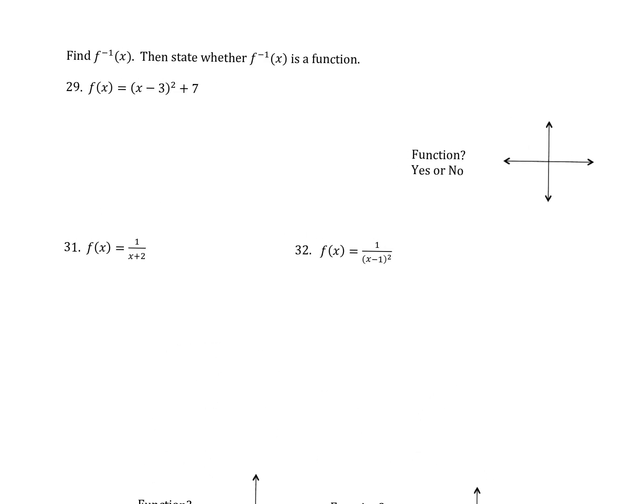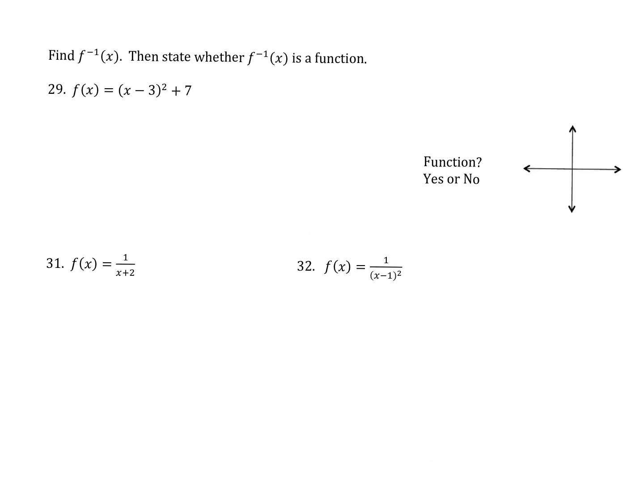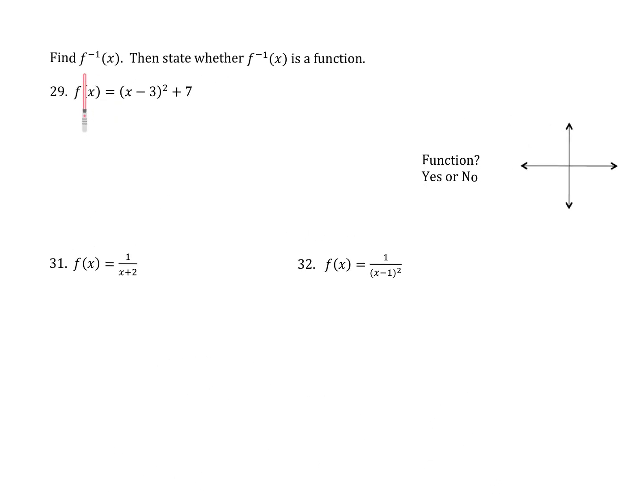This top guy was on the homework, but let's just do it so that we can practice things together. It says find the inverse. What's that first step to find the inverse, guys? Flip that x and the y, exactly. F of x is really just a y, so I'm going to flip them. I'm going to say x equals y minus 3 squared plus 7. That's our first step. We're going to flip the x and the y.